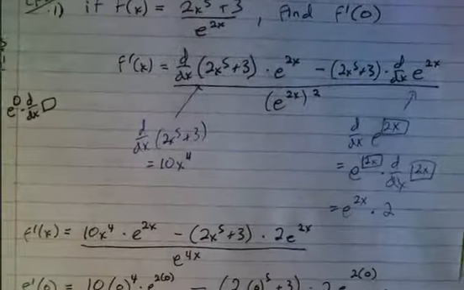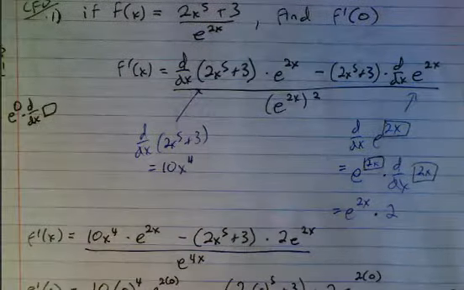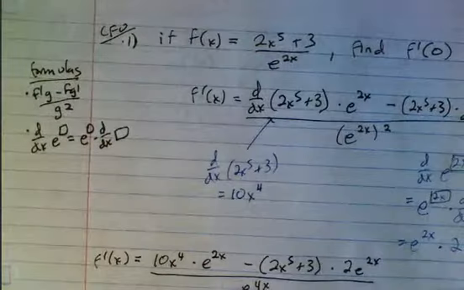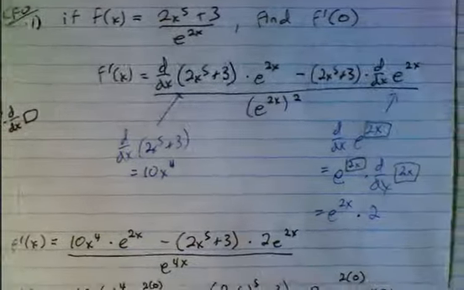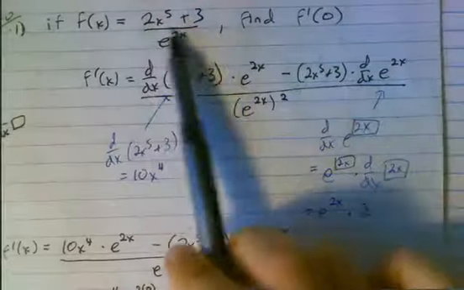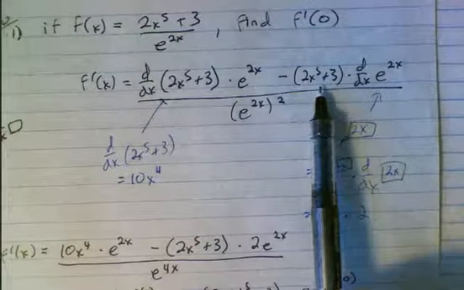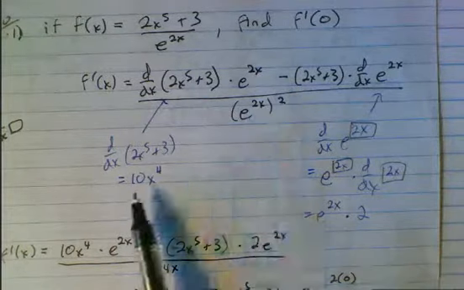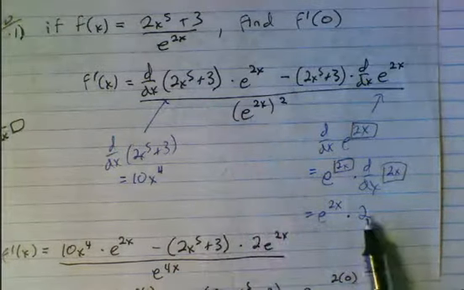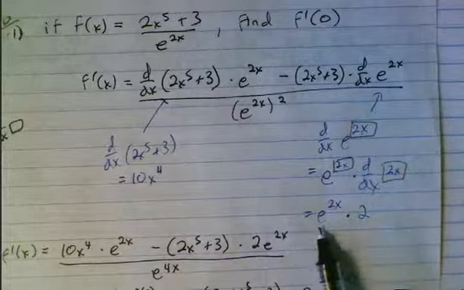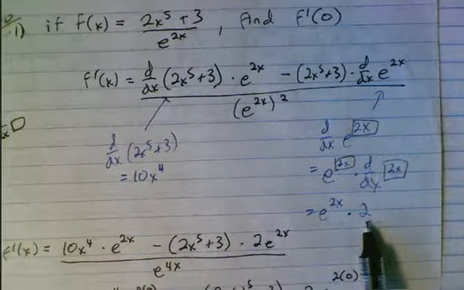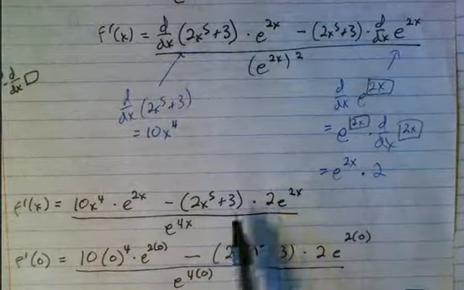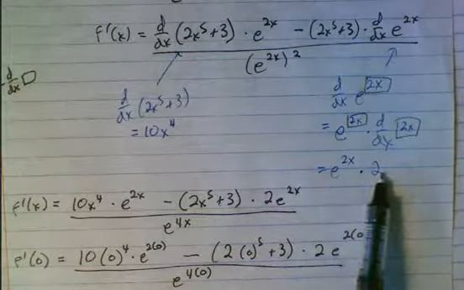Okay, so this is what I got for this one. I can see again that it's going to be a quotient rule, so that means I'm using f prime g minus fg prime over g squared. So I wrote this out, the derivative of the top times the bottom minus the top times the derivative of the bottom over the bottom squared. Then I went and I worked out the two derivatives separately. I got 10x to the 4th here, e to the 2x times 2 over here, there's that 2 times e to the 2x.